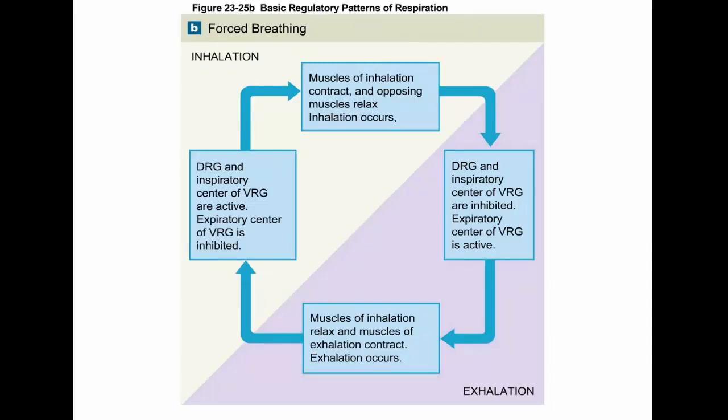Then the dorsal respiratory group and the inspiratory center of the ventral respiratory group are active, and the expiratory center of the ventral respiratory group is inhibited. And so it goes back up to inhalation.